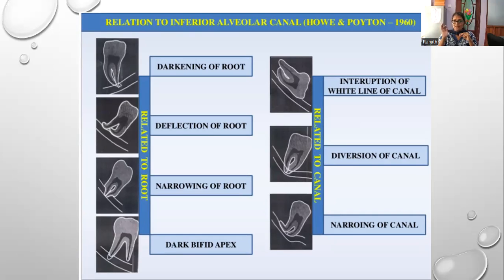What changes can you see in the canal itself? If there is proximity of the tooth, you can see interruption of the white line of the canal. You can see diversion of the canal, and you can see narrowing of the canal. So this is what you have to look for in order to identify how close your tooth is to the inferior alveolar nerve canal.